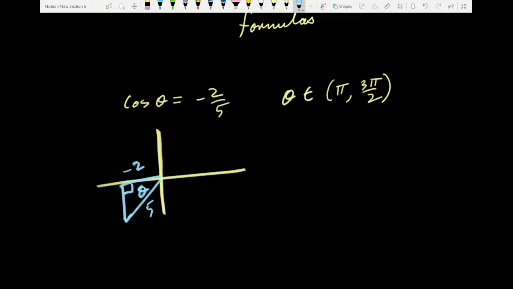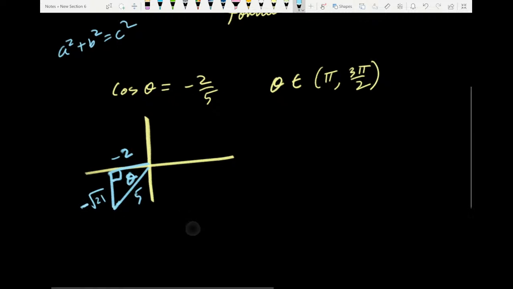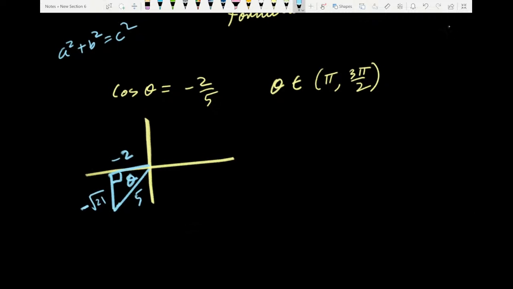So what's the missing side? We use the Pythagorean theorem. If we use that, this missing side is square root of 21. But we have to make sure this is negative because the y value is negative. Good. Given this information, now what is sine of 2 theta?